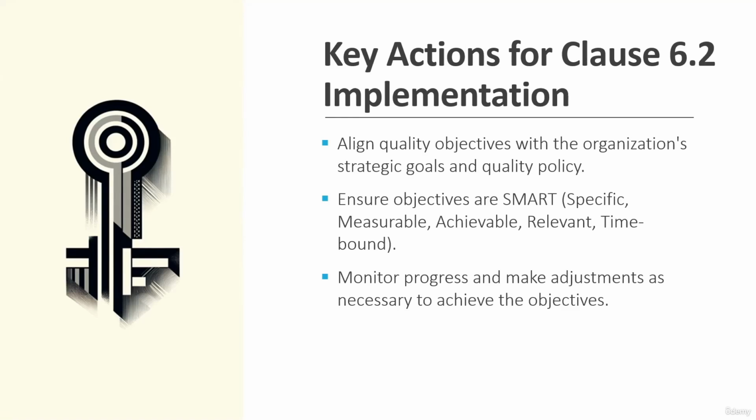These quality objectives should be aligned with the company's goal and the quality policy, and make sure that these objectives are SMART, which are specific, measurable, achievable, relevant, and time bound. And then after setting up these quality objectives, you need to monitor the progress and make adjustments to make sure that you achieve the objective. So this is clause number 6.2, which is related to setting up, maintaining, and monitoring quality objectives.